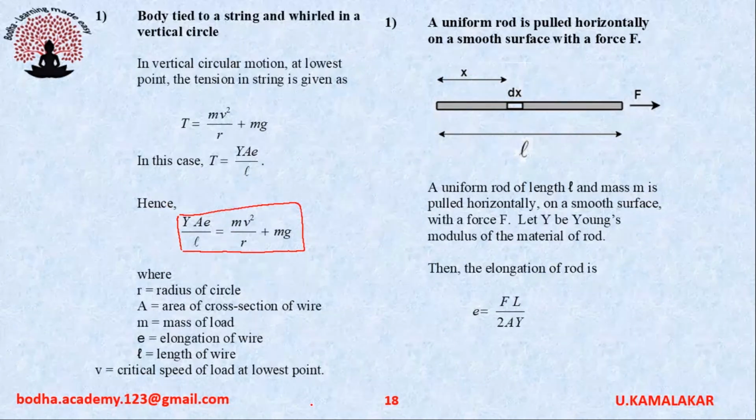Next topic. A uniform rod is pulled horizontally on a smooth surface with a force F. Let L be the length of rod, M be mass of the rod. Let Y be Young's modulus of metal of the rod. Then elongation of the rod is given as E is equals to FL by 2AY.